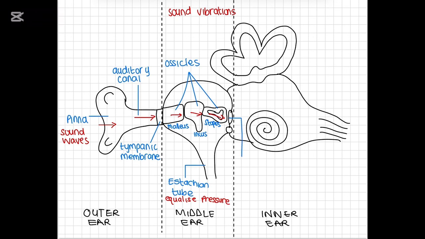So now our vibrations are moving into the oval window. So these vibrations create pressure waves in the inner ear. This is because there's a fluid in the inner ear. We call it endolymph and perilymph. Just an understanding that when the oval window is vibrating, there will be pressure waves created in the inner ear. We must take note of that.